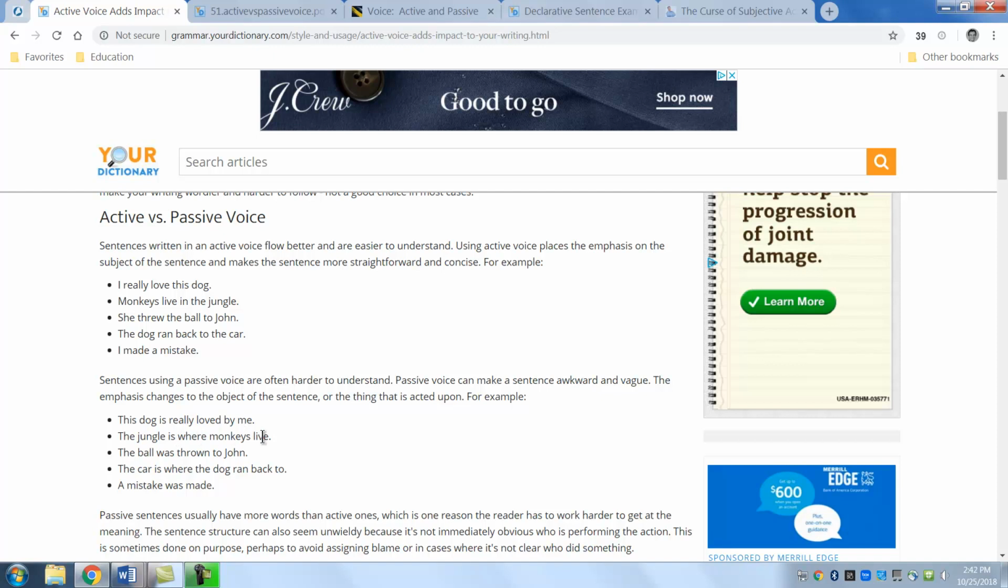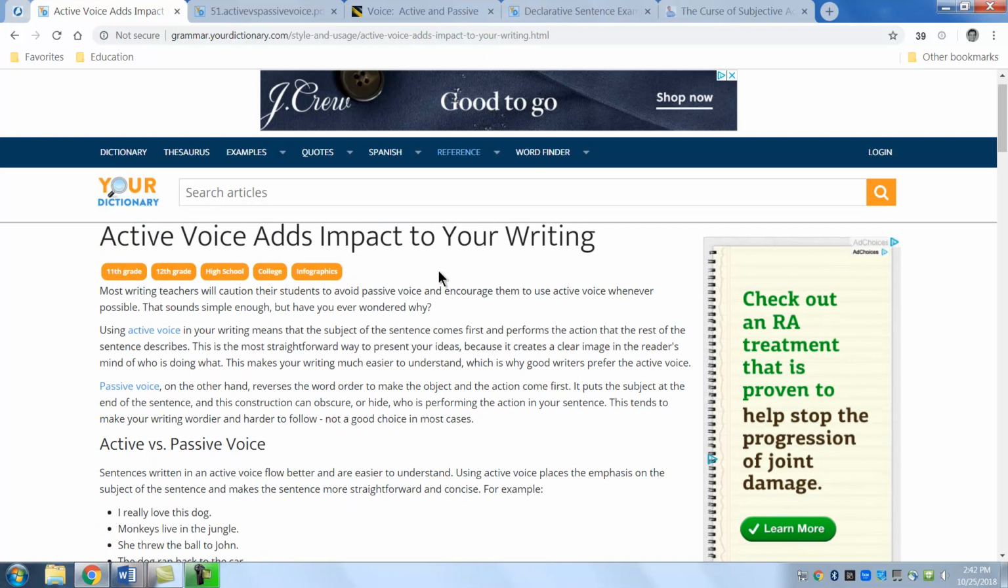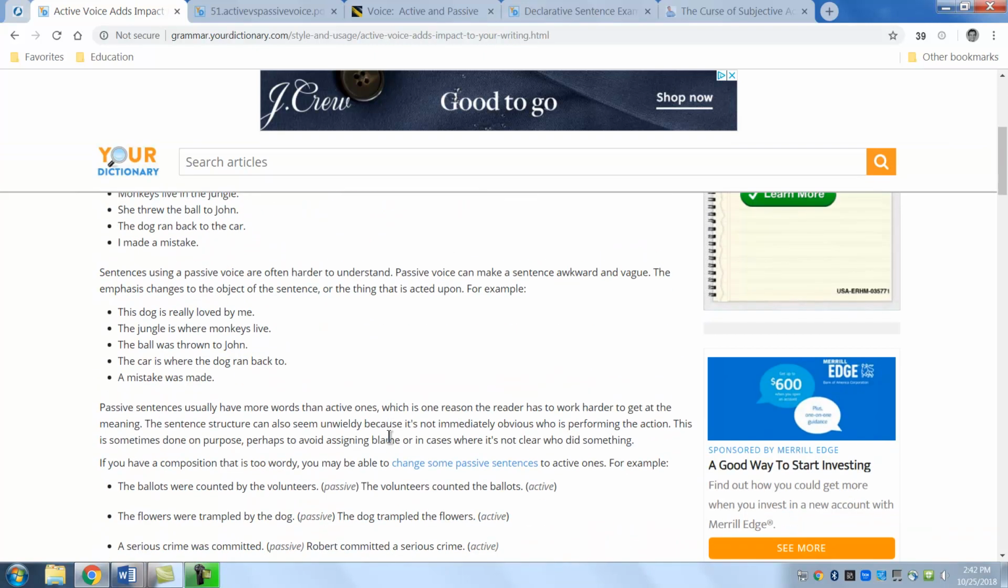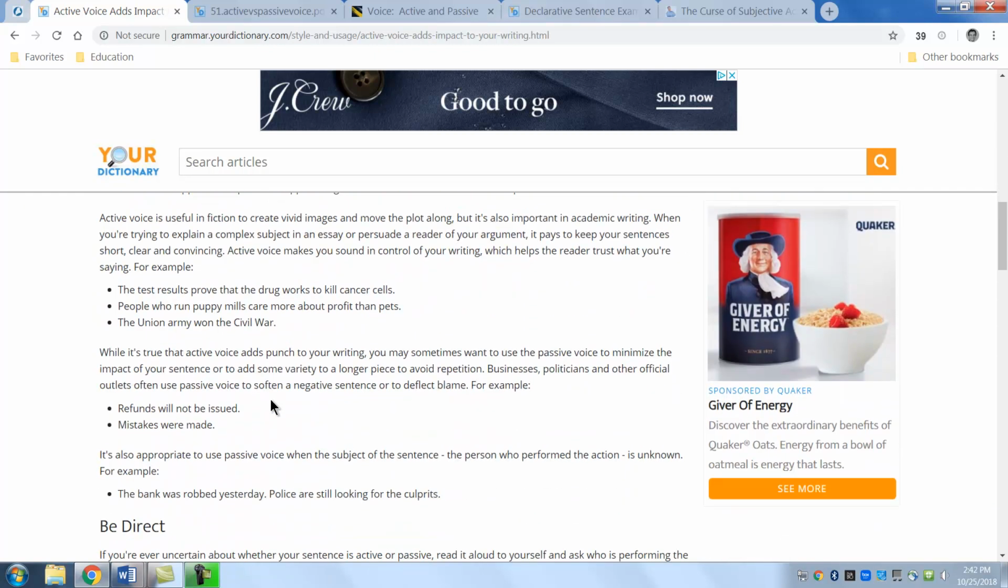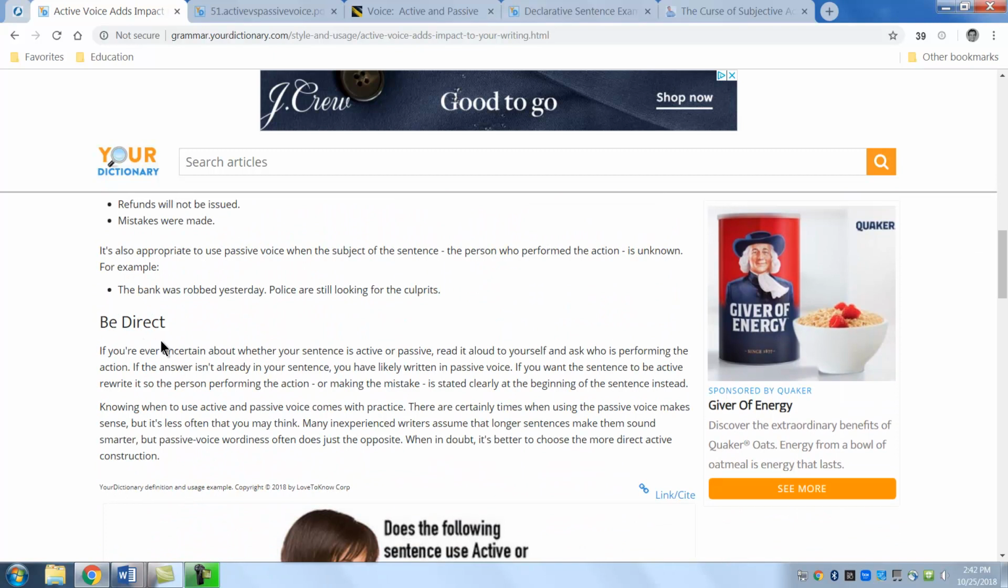The jungle is where monkeys live. A lot of times when you use the word, the verb is or the verb are, you're forcing your subject to be at the end of your sentence, and that weakens the sentence. All right, you want to make it very strong when you're writing academic writing. So it's not impactful if you're using the passive voice. Okay, it adds impact, and it's direct. That's what I've been saying many times in these things that you've been writing and in your drafts.